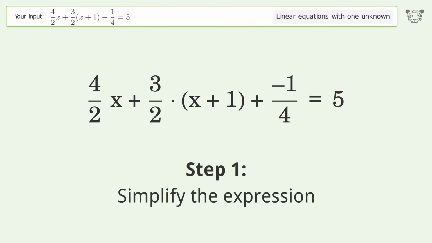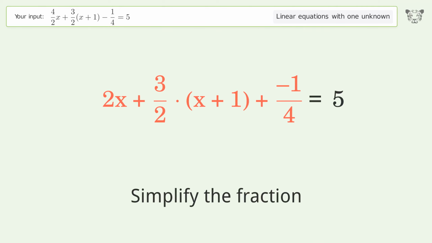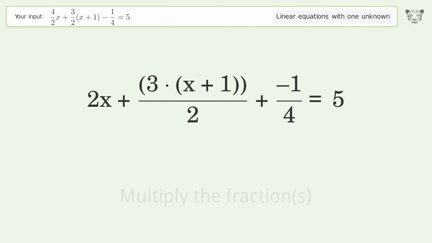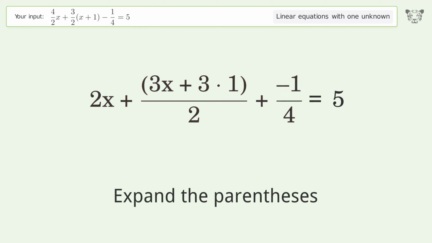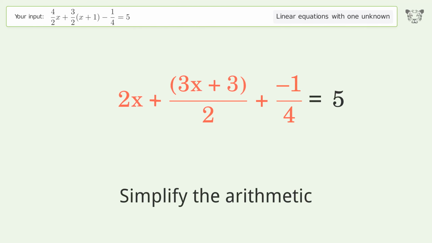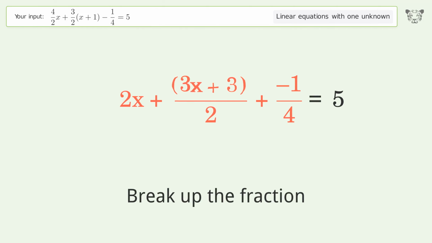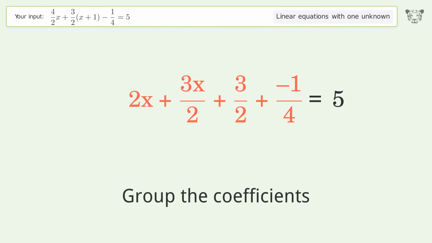Simplify the expression. Simplify the fraction. Multiply the fractions. Expand the parentheses. Simplify the arithmetic. Break up the fraction. Group the coefficients.